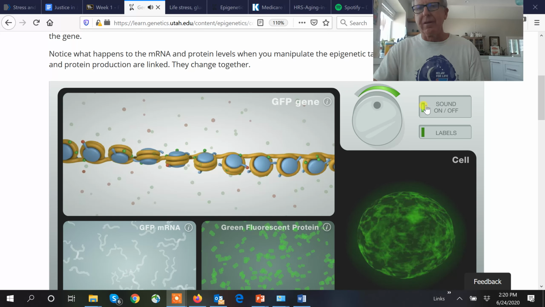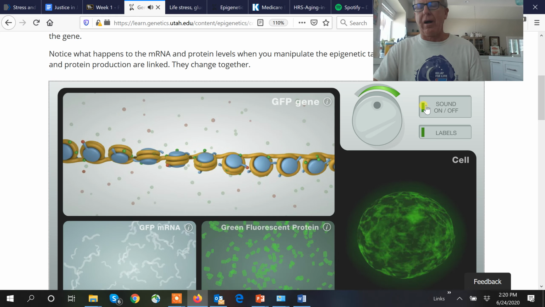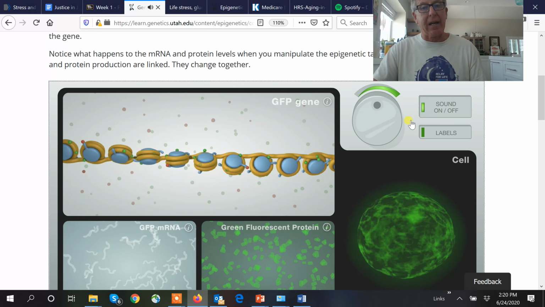There's a little noise here. That's what this is. So yeah, turn it off. All right, turn it back on. Again, you have to have Flash to make this work.